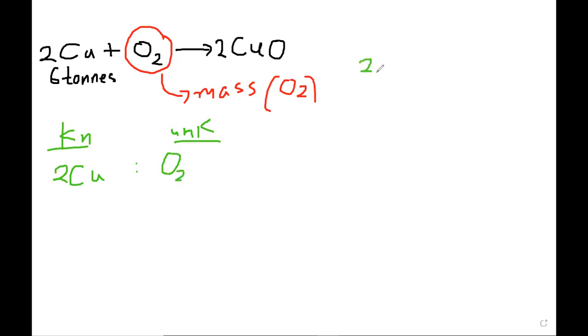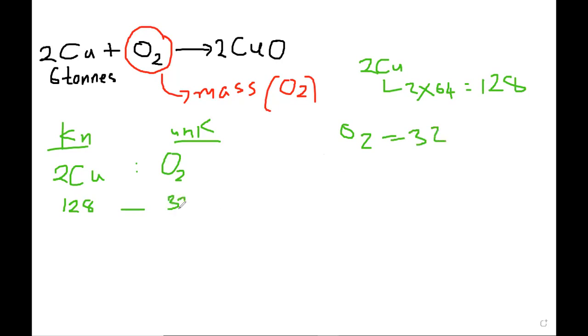So 2Cu is 2 times the mass of copper, which is 64. So 64 by 2, you get 128. So you just put 128 there. Then O2, we know that O2 is always 32. If they give you 6 tons, you can put 6 tons there. You can maintain the units and you say X.